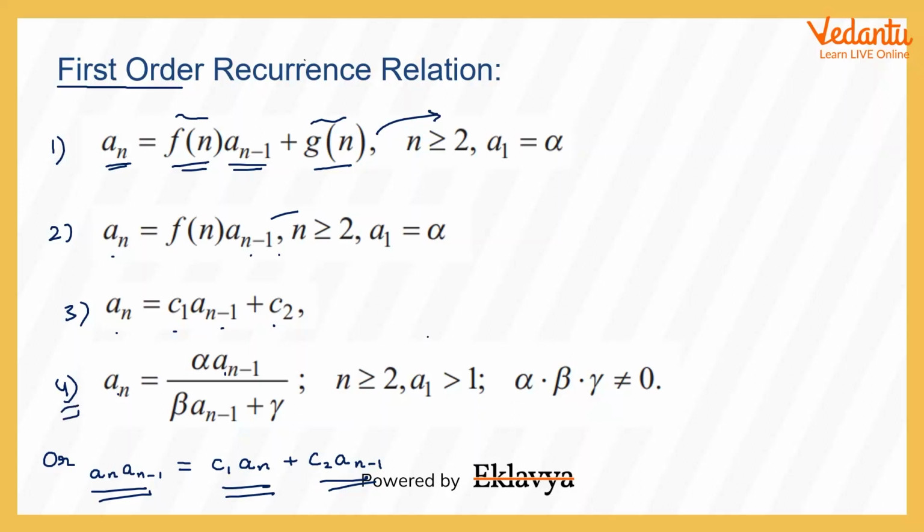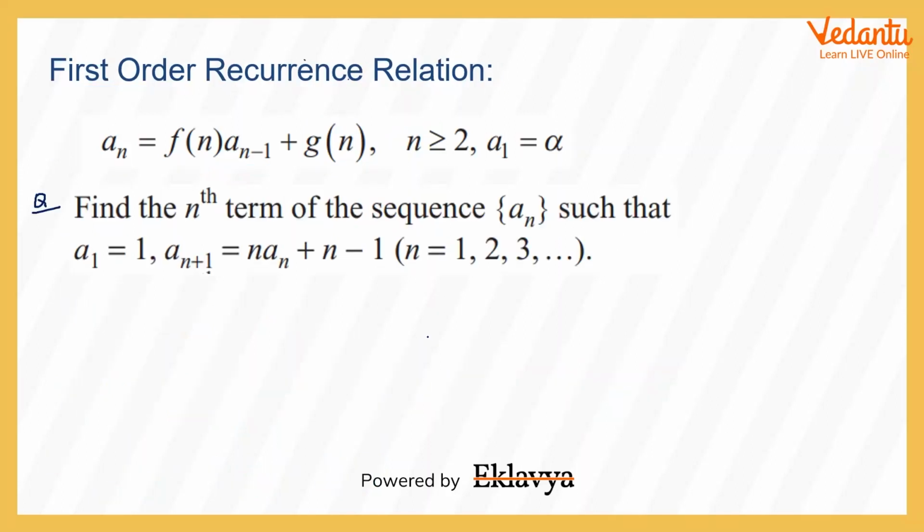Okay, so let us try to solve the first one here. First order recurrence relation of this type. So I have taken one example here. Find the nth term of the sequence. a1 is given as 1. a_(n+1) = n·a_n + n - 1, where n is 1, 2, 3 and so on. I will tell you the general approach first, and then I will solve this question also.